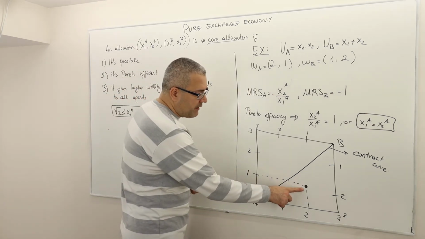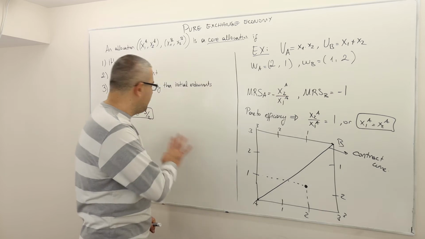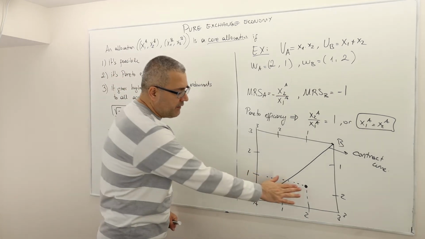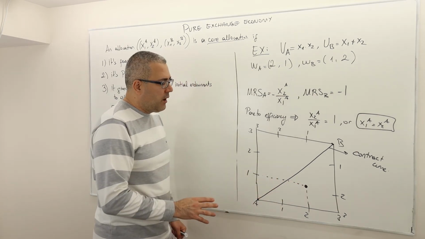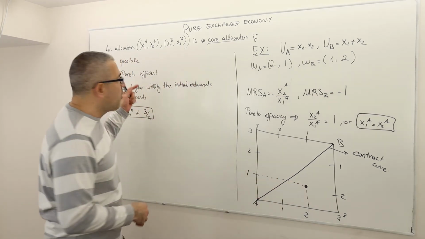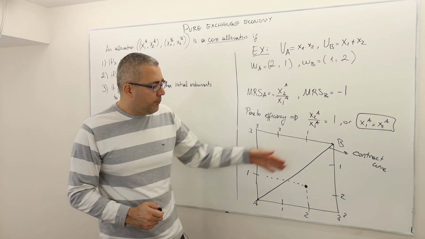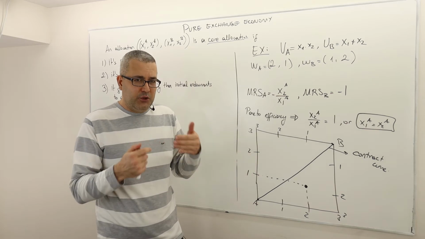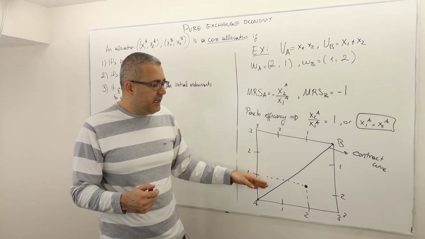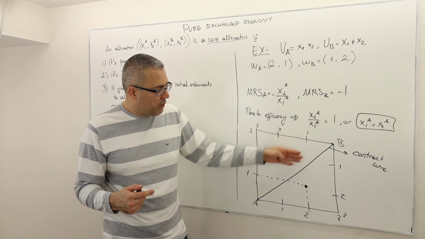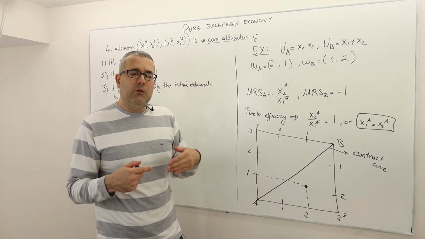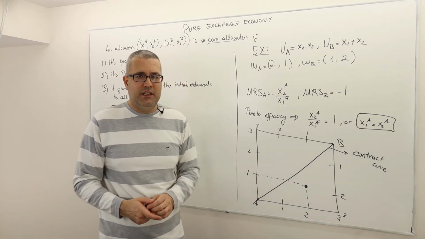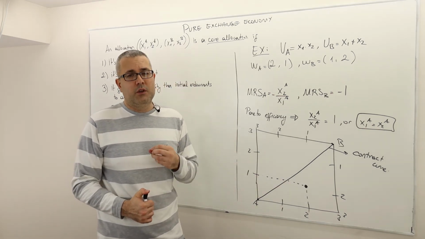Remember, this is the initial endowment. If necessary, I'm going to come back here. So for the core allocation, I want Pareto-optimal allocations that are going to give both agent A and B higher utility. That means I need to find all the points on this contract curve which are going to give higher utility to both agents than this initial endowment. So how can I figure out those points?